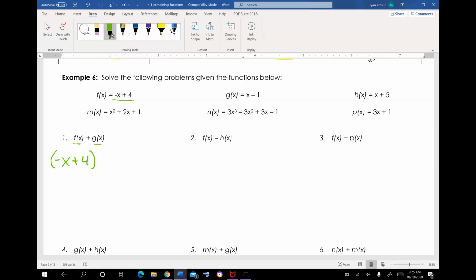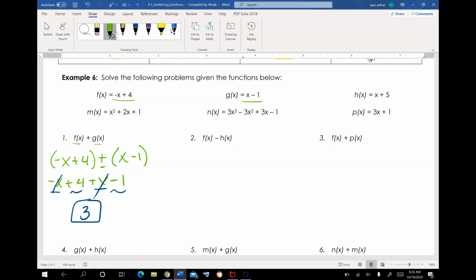So that's f of x plus g of x, which is x minus 1. Now, you can get rid of the parentheses if there's nothing to distribute. And there's really nothing to distribute because a plus sign really doesn't do anything. So I'm just going to rewrite this without the parentheses and say negative x plus 4 plus x minus 1. And now you're just going to combine like terms. Negative x and positive x, well, they cancel each other out. 4 minus 1 will be 3, and that's your answer.